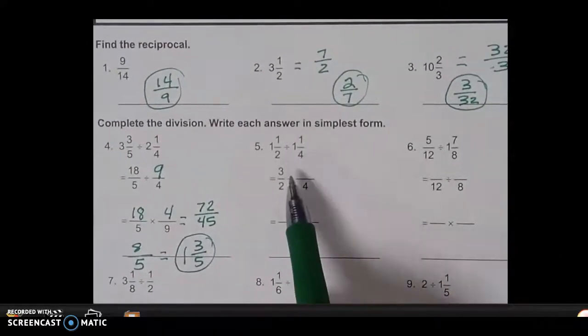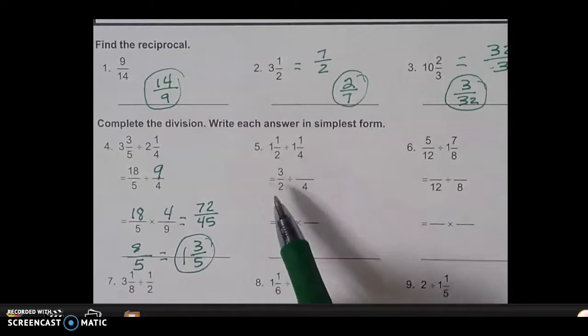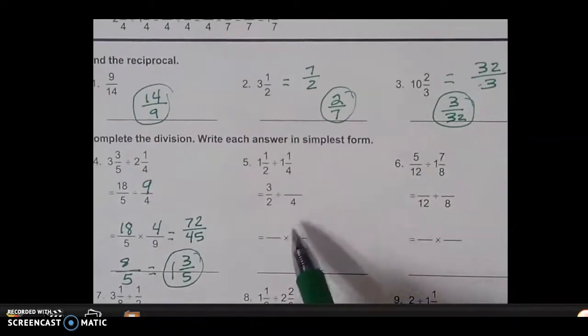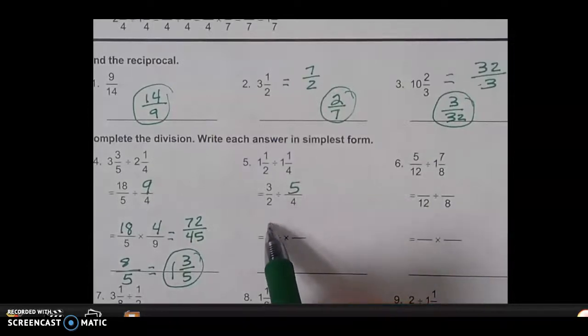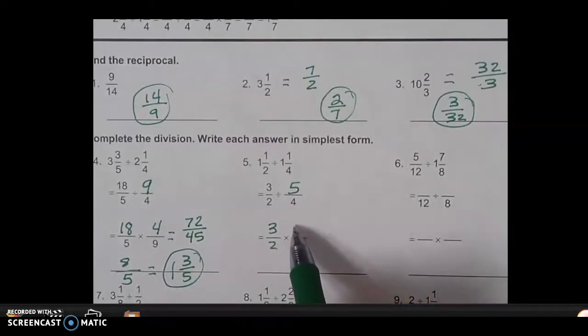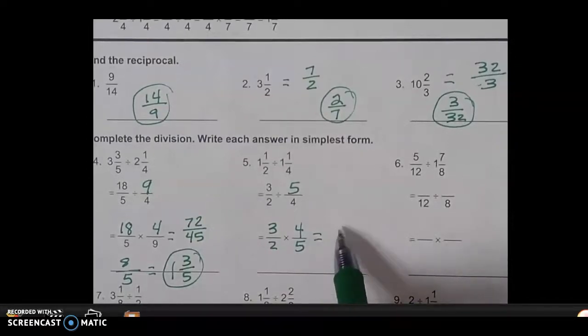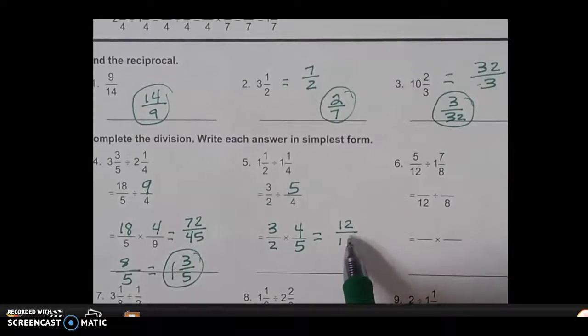1 and 1/2 divided by 1 and 1/4. They rewrote it as 3/2, and then 5 over 4. So now I'm going to rewrite it as 3 over 2 times the reciprocal of 4 over 5. Multiply it straight across. I get 12 over 10. I can simplify both of these by dividing them by 2. When I divide them by 2, I get 6 over 5. Now I can rewrite that as a mixed number, which is 1 1/5. Final answer.